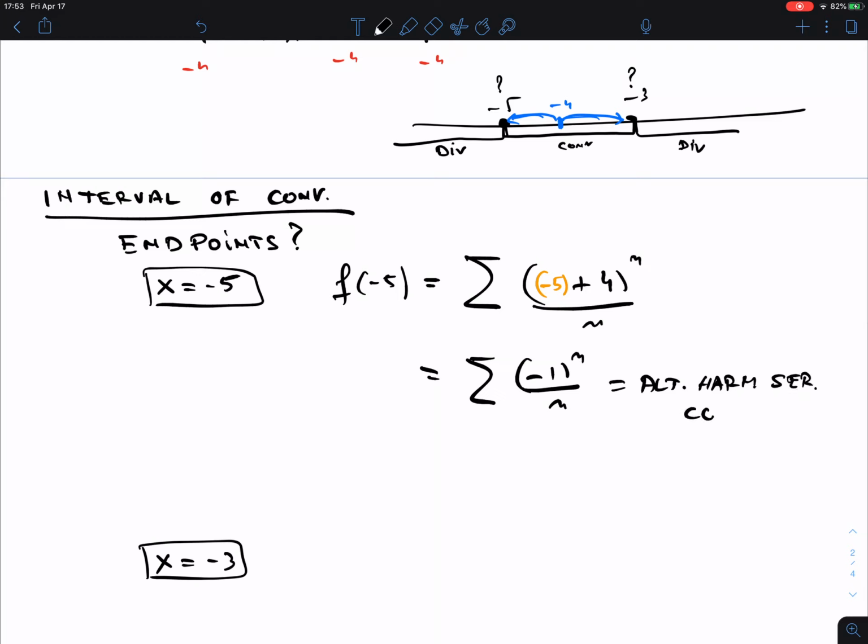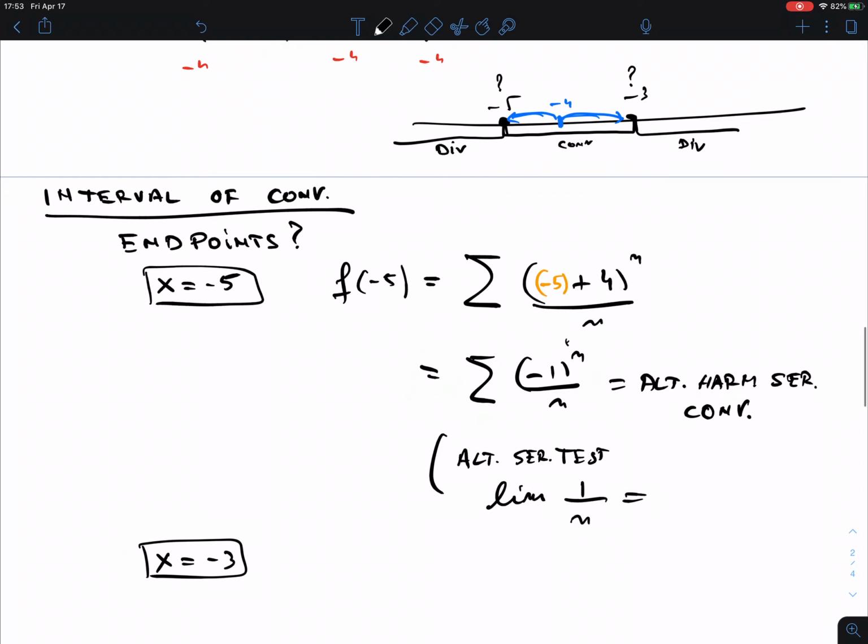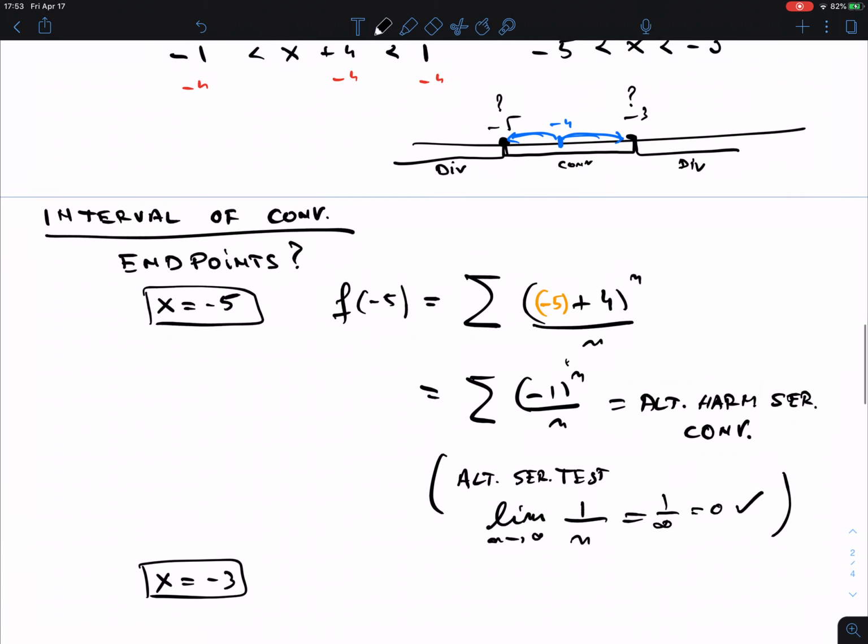And I know that this is convergent by the alternating series test. If you don't remember what it is, well, why is it alternating? Because of this (-1)^n, right? So for the alternating series test, you take the formula but ignore the sign. So 1 over n. That's because that (-1) to the power n is only plus or minus 1. And this limit for n going to infinity, of course, 1 over infinity is 0, so this means convergence. Okay. So this means this point is included.